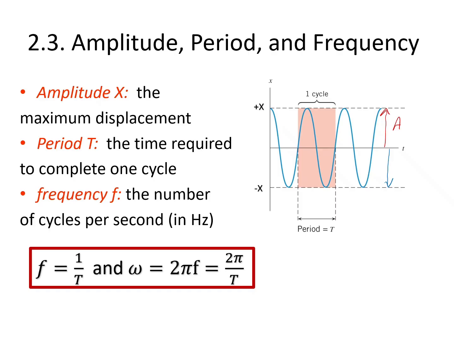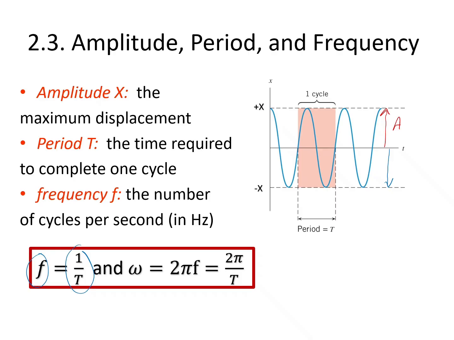Frequency is the number of cycles completed each second. If a system completes many cycles each second, it has a high frequency. If it takes a long time to complete one cycle, it has a low frequency. The relationship between frequency and period is simple. Frequency is 1 divided by the period. So if the period gets larger, the frequency gets smaller.